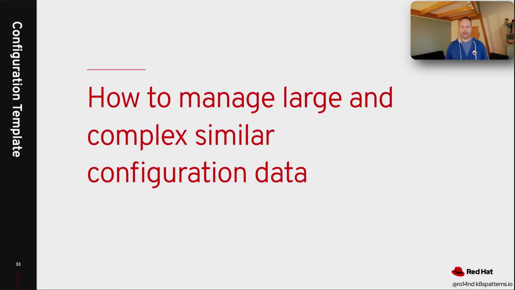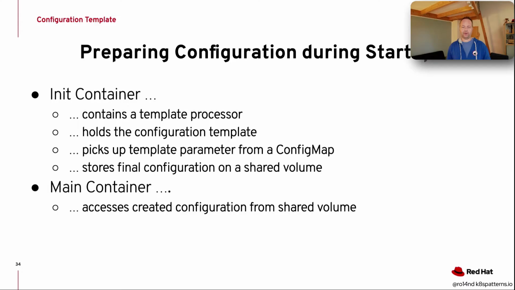This is also a pattern, and it's about how you can manage large and complex similar configuration data. Similar in the sense that you might have deployment scenarios where you have different stages, like a development environment, a staging environment, a production environment. And all of this has similar configuration, except for certain connection parameters, for example, like a database. So the development environment needs to connect to the development database, the production environment to the production database. And of course, you can copy all this into your applications, but if you do it naively, you have to create different container images for all of these applications, which is not very nice.